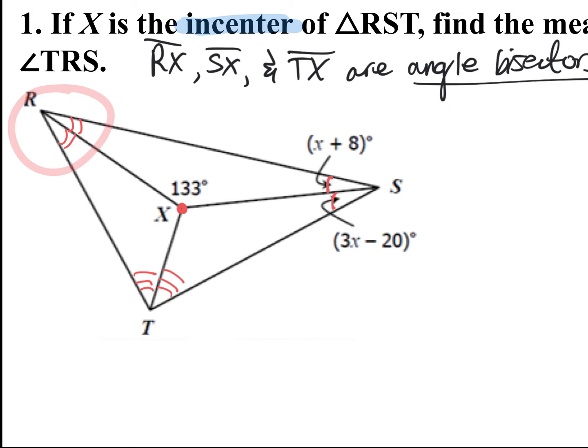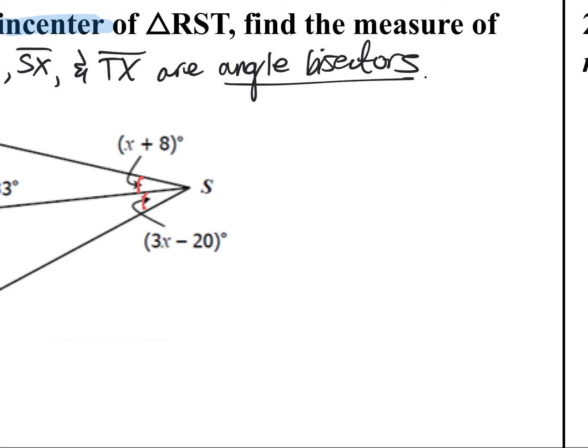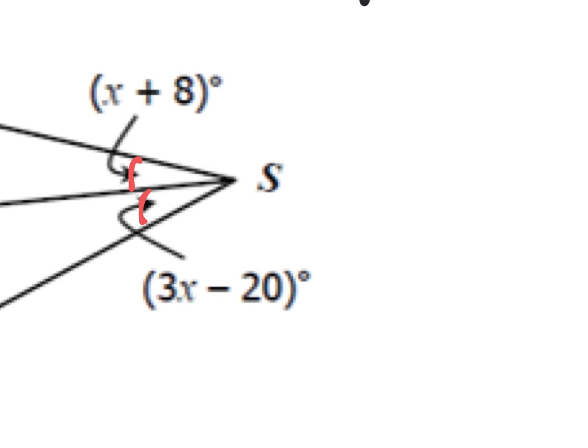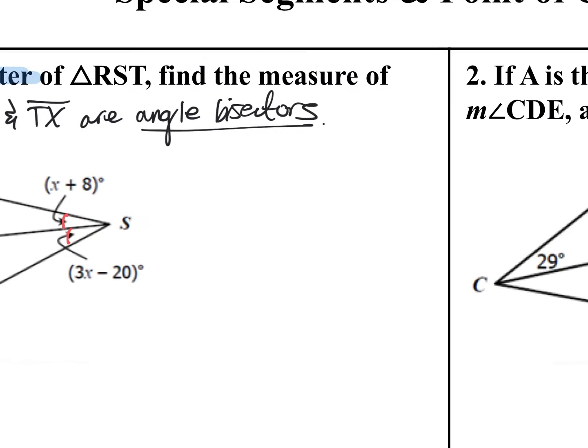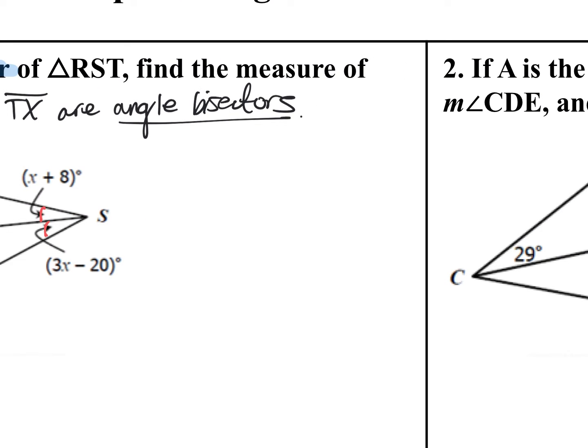All right, so in order to solve for the measure of angle TRS, the first thing I need to do is find the value of x. So in order to find the value of x, I need to set up an equation. Since these two angles right here are congruent, I can set these two expressions equal to each other. So we have 3x minus 20 equals 2x plus 8.